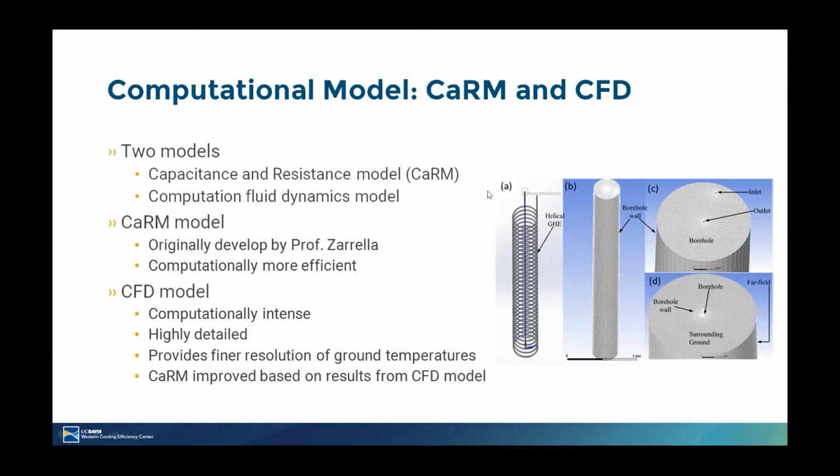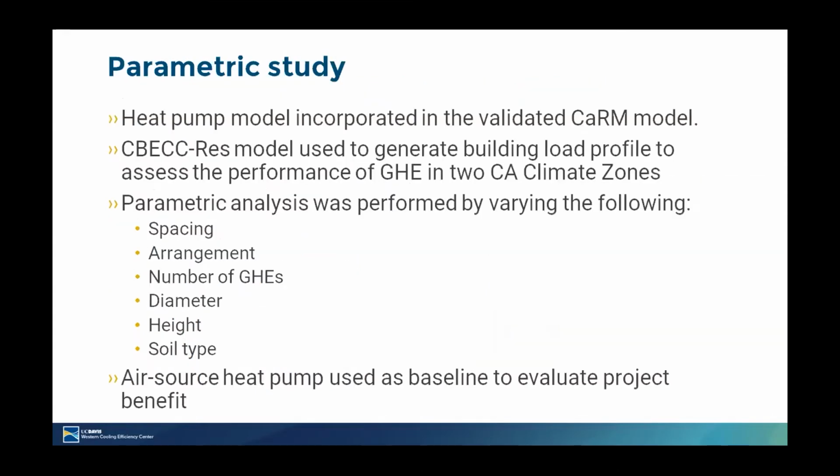The figures on the right side show the mesh of this CFD model. And as you can see, the mesh is quite dense, and we have about 6 million nodes in one particular model. Now, once we were able to improve and validate the simplified model, the simplified model was used for the parametric study, which we will look at now.